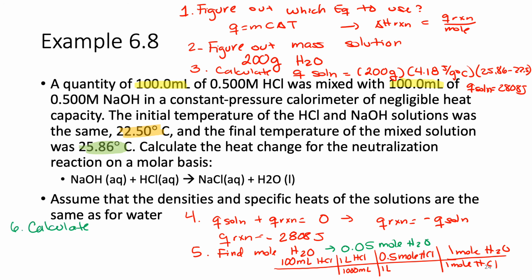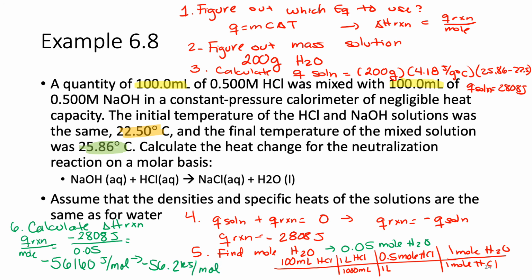Step 6, calculate delta H of reaction. And that is going to be given by using Q of reaction divided by your mole. So I have negative 2808 joules divided by 0.05 moles. This is going to give me a very large amount of joules, okay? 2808 divided by 0.05, I get 56160 joules per mole. But the units I want to use is going to be kilojoules per mole. So I divide by 1,000, and my final answer comes out to negative 56.2 kilojoules per mole. Okay, this is the end of this section.